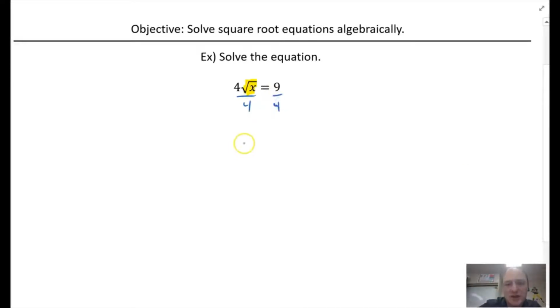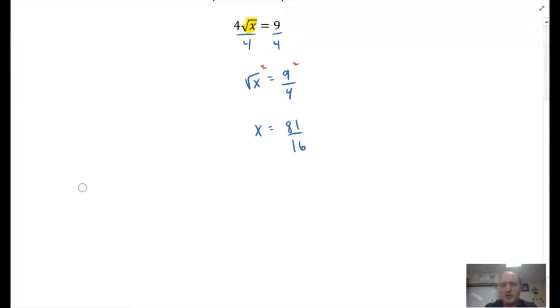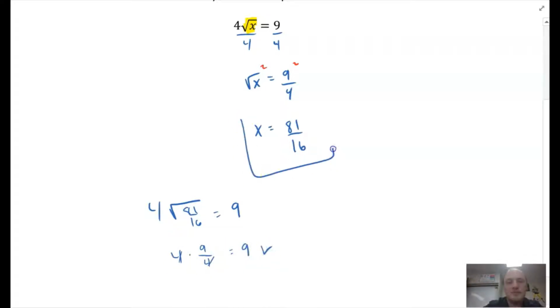So we'll divide both sides by 4 to give us the square root of x is equal to 9 over 4. And then I want to square each side. Okay, so we get x is equal to 81 over 16. And this is possible. What we want to do is go ahead and check this. So if I plug in 81 over 16, does this equal 9? Well, this gives me 4 times 9 over 4. The 4's cancel, and is 9 equal to 9? Yep, so there's your answer.